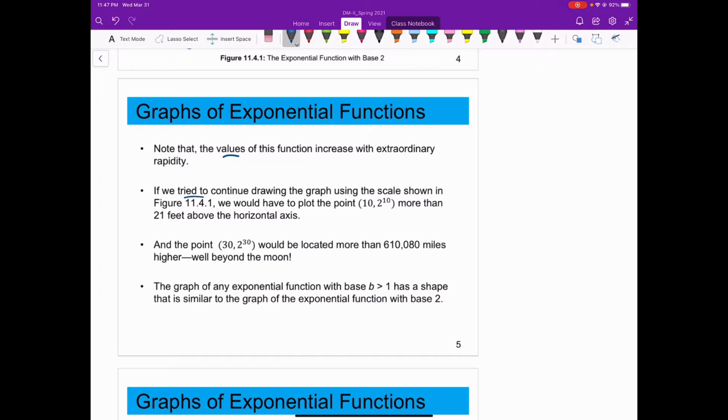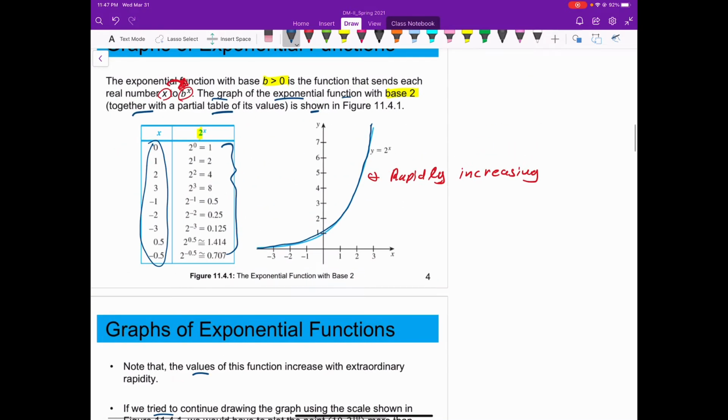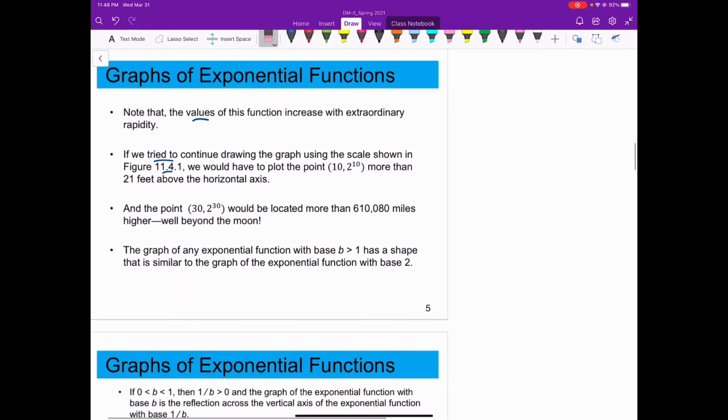If we try to continue drawing the graph using the scale shown in figure 11.4.1, that is the scale here, we would have to plot the point more than 20 feet above the horizontal axis. This is the number when x equals 10.